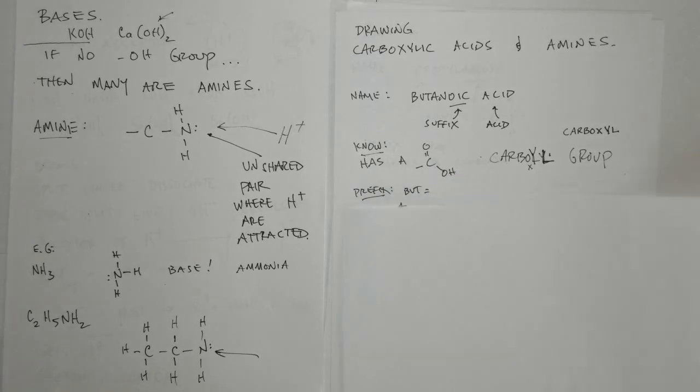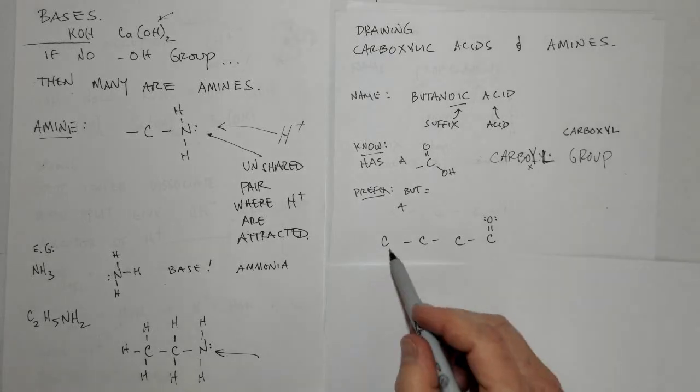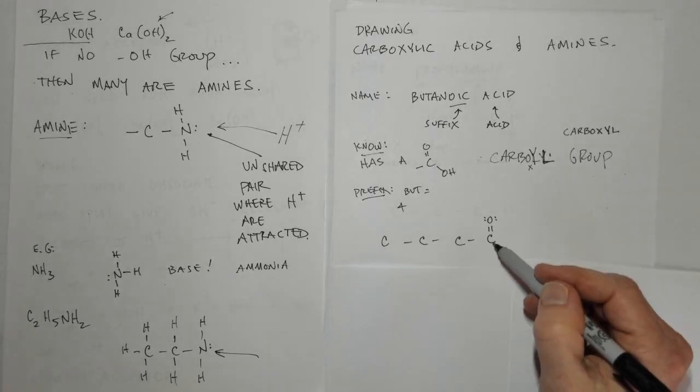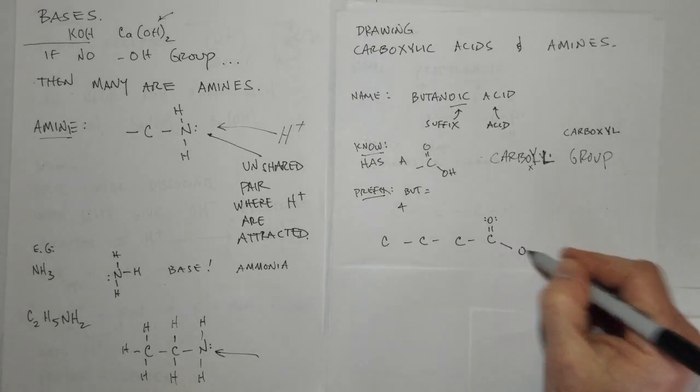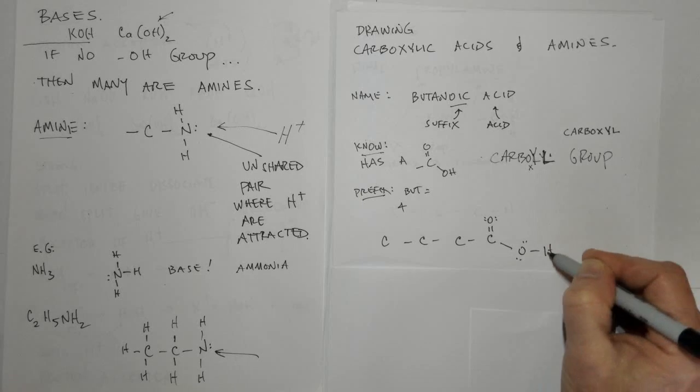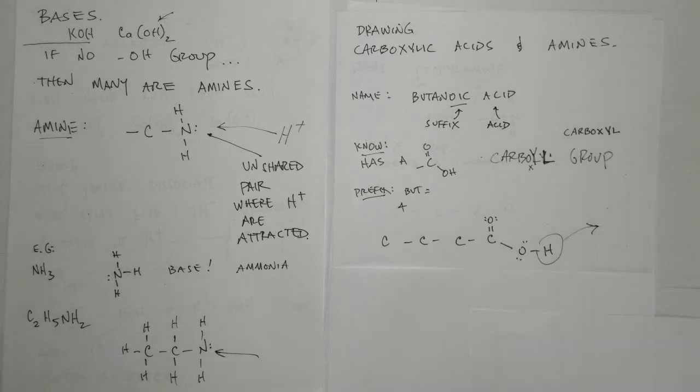Since it has the prefix but, it means it's got 4 carbons. So we'd have a series of 4 carbons, 1, 2, 3, 4. On the first or the last carbon, we would have a C double bond O, and then we would have an O connected to an H. And this would be our acidic hydrogen, or the one that would be given away.